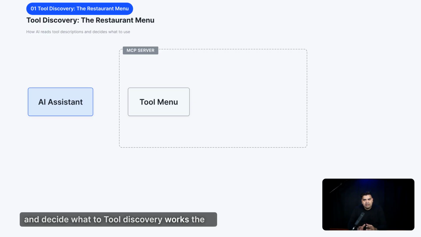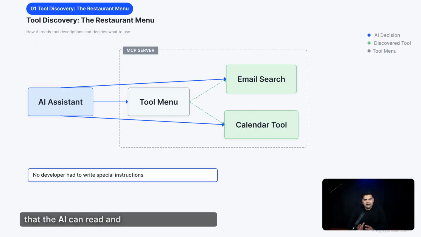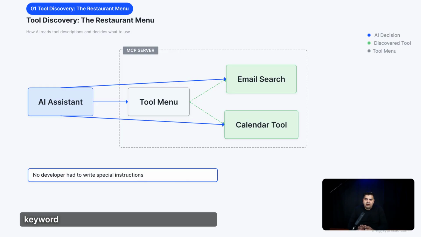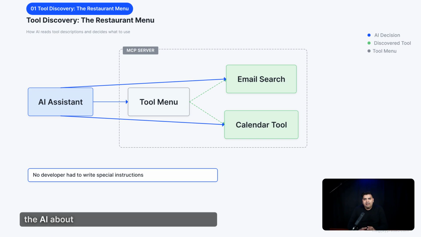Tool discovery works the same way. When an AI connects to an MCP server, that server hands over a menu, not a menu of food, but a list of tools it offers. Each tool comes with a description written in plain language that the AI can read and understand. Something like, this tool searches your email by keyword, or this tool creates a new calendar event with a title, date, and time. The AI reads those descriptions, understands what each tool does, and decides which one fits the task at hand. No developer had to write special instructions telling the AI about that specific tool. The AI figured it out from the menu.